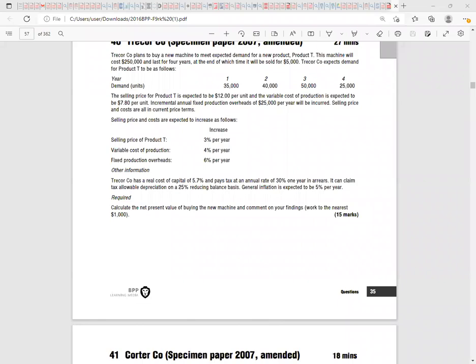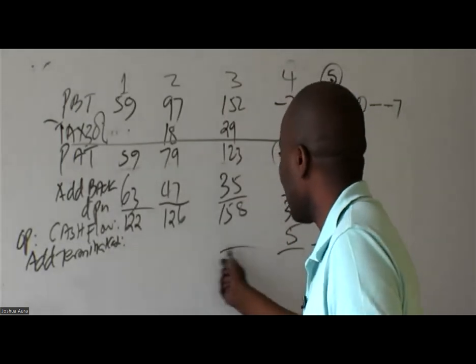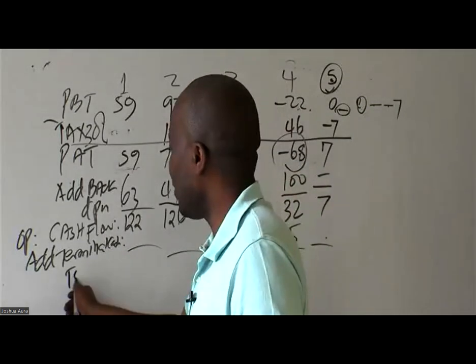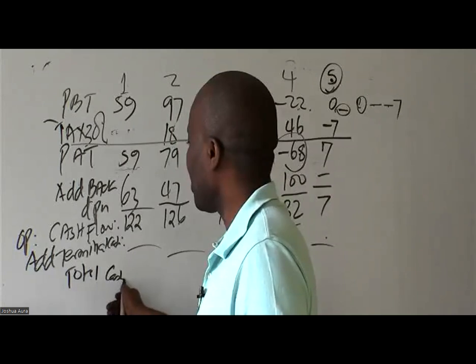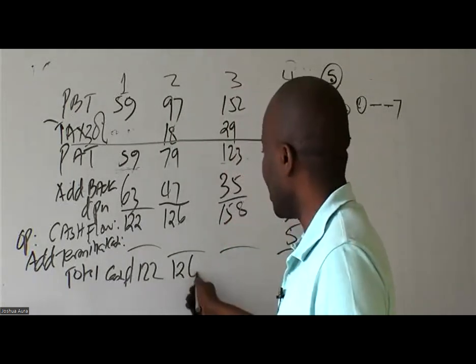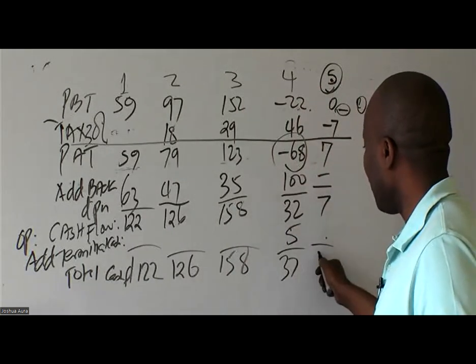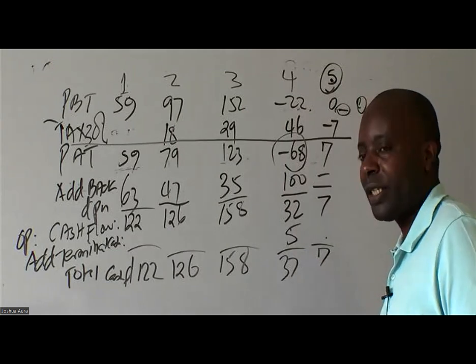Thank you so much. So then we have our terminal cash flow here. So we'll be able to get our total cash flows. So our total cash flow here, we have 122. Here we have 126. Here we have 158. Here we have 37. Here we have what here, somebody? We have 7 like that.